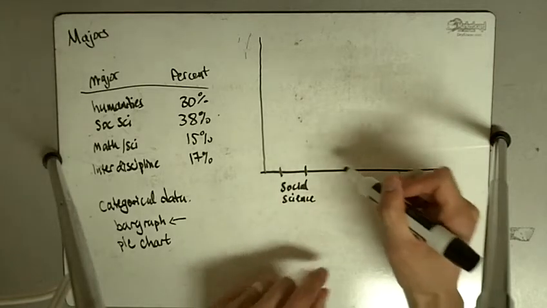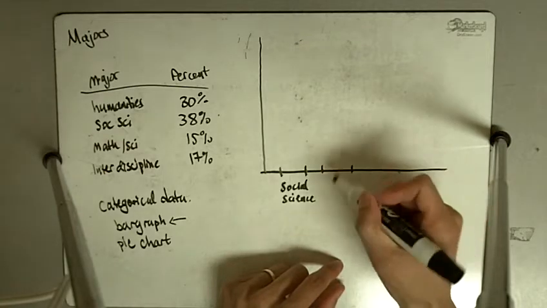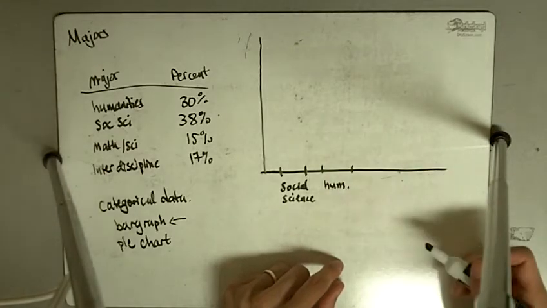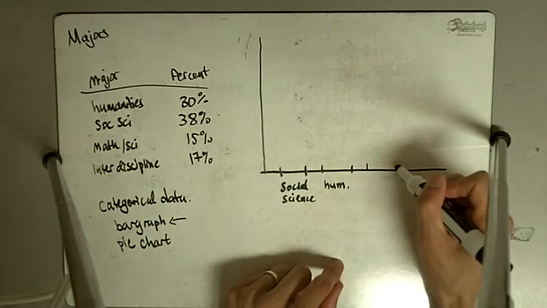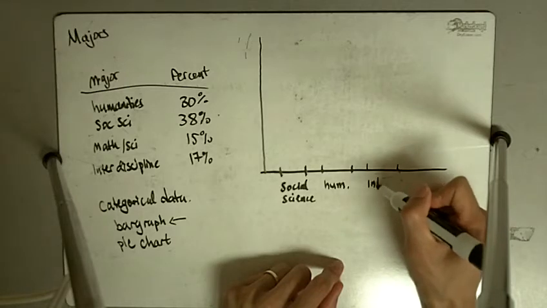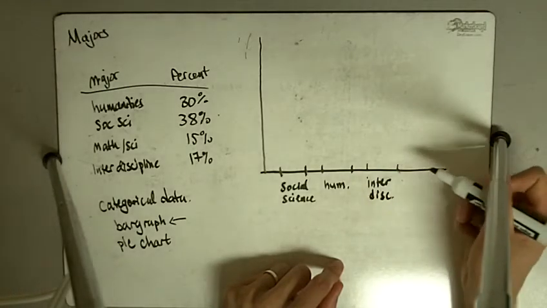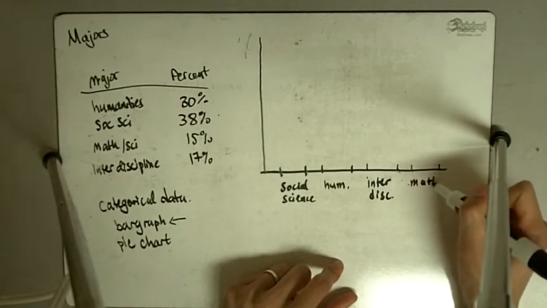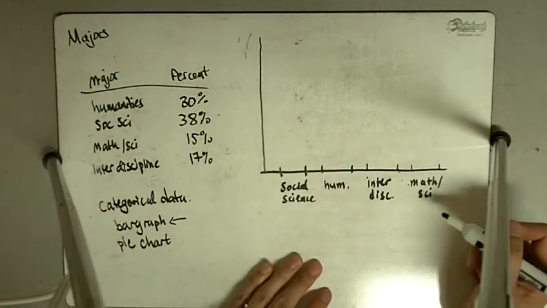Okay, and remember, for bar graphs, we leave spaces in between the different bars. The next largest would be humanities. So I'm just going to abbreviate it with HUM. And then the next largest will be interdisciplinary. And then the last group is going to be math and science. So these are the different bars.